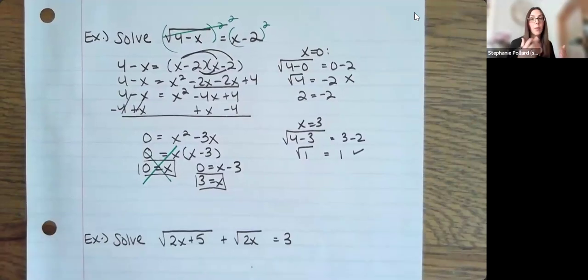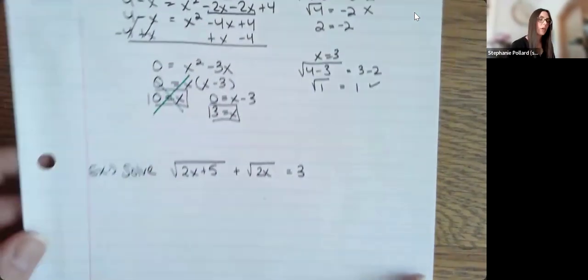There are cases where they may both not work, in which case you would have no solution. So you really have to check them all individually. Some examples you may have multiple solutions, others you may have no solution or just one solution. So it is important to always check your answers there and watch out for those extraneous results.